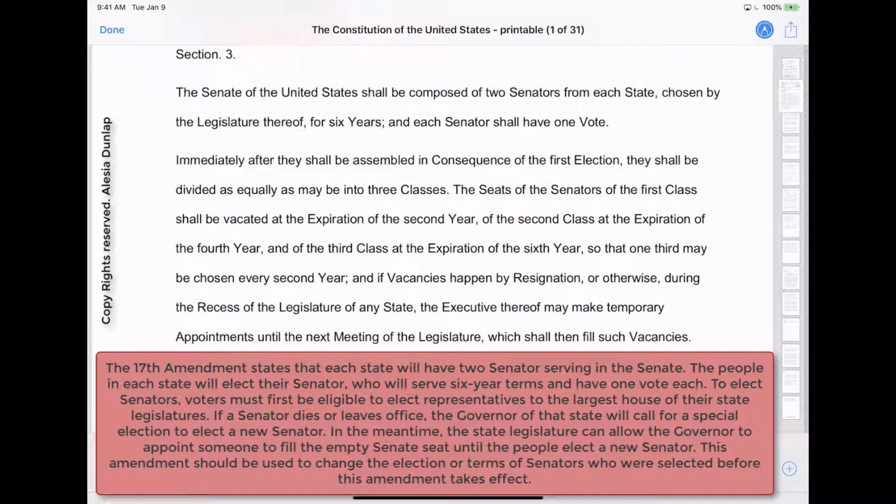So we have 2 senators from each state chosen by the legislature for 6 years, and each senator shall have 1 vote. So basically, we'll have an election every 2 years. So when we go to vote, we're electing a new senator every 2 years.